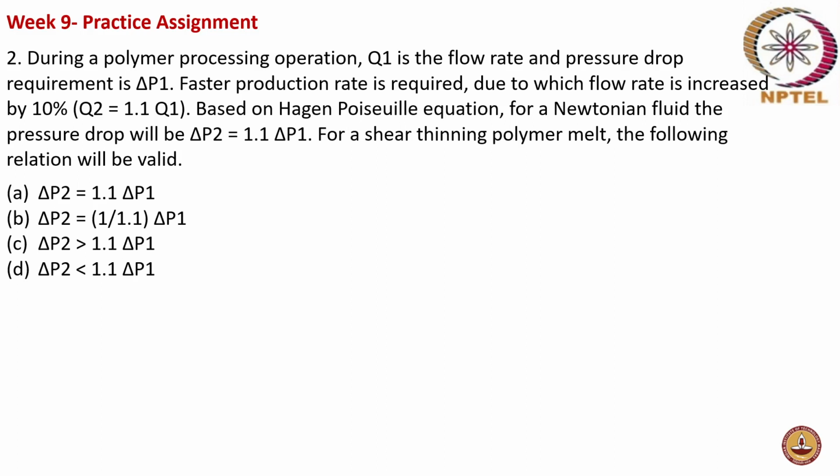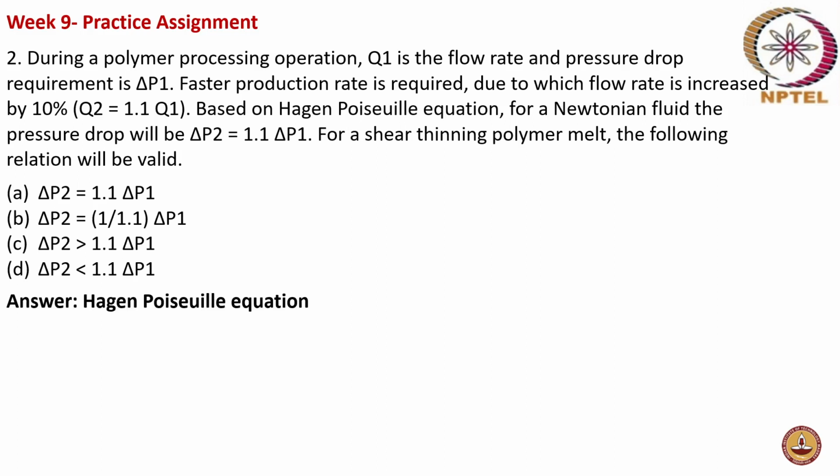Since it is shear thinning, what happens? The viscosity will decrease in this case. It starts thinning out, so there is a viscosity drop. Since there is a viscosity drop, the flow will be more, so you need not have a lot of pressure difference in order to move the fluid. That is why whatever you said is right: delta P2 will be less than 1.1 times of delta P1.